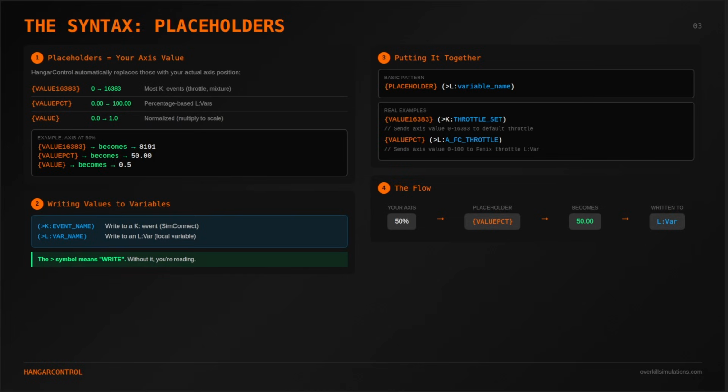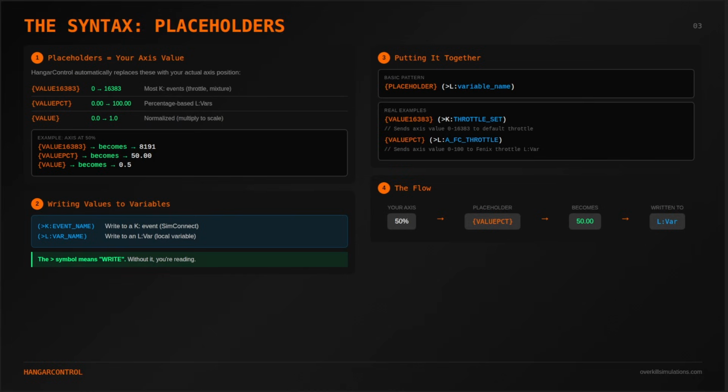And again, don't hold the code necessarily dead on the money, guys. This is meant to be an example. I wrote these from the old brain here, so keep that in mind. But you guys get the idea. Same thing with an LVAR. We would take the value percent in this case, right to the LVAR between 0 and 100%, and that would move the throttle. Okay, we're using these two different values, as the value 16,383 would be for a K event, and we would use the percent for an LVAR.